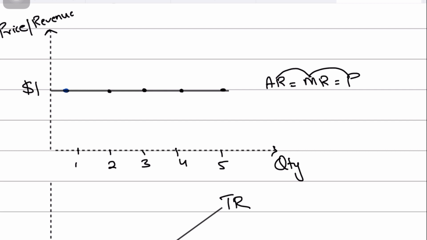Simply telling us that price is consistent over the range of output, and so are your average revenue and marginal revenue: the same, constant, and equal to each other. That's why they coincide on the same line, right?